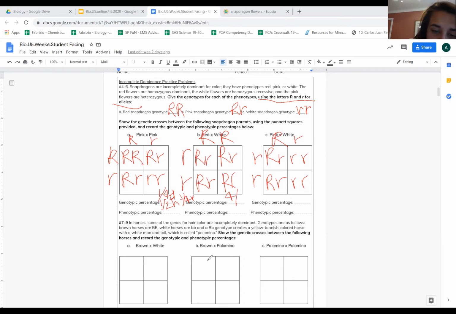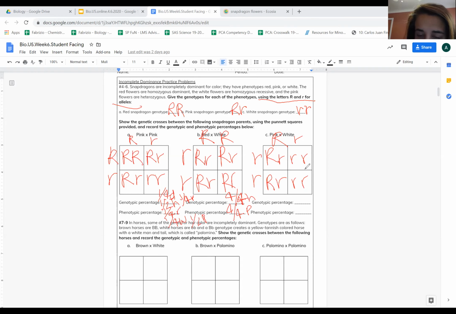So for this next one, 4 out of our 4 are heterozygous because they're all heterozygous. So they're all going to be pink. Okay, and then sorry, we can go back to the first one over here. So 1/4 are dominant, meaning 1/4 is going to be red, 1/4 is white, and then 1/2 is pink.